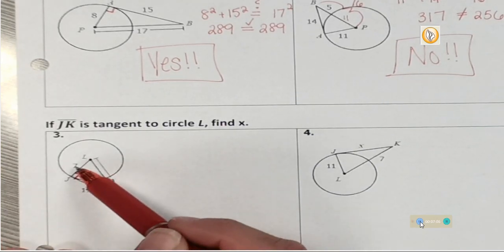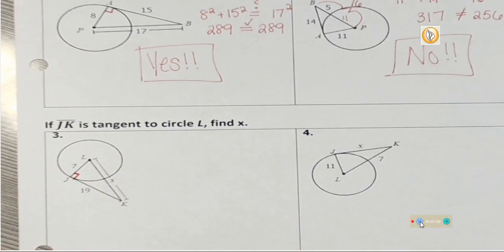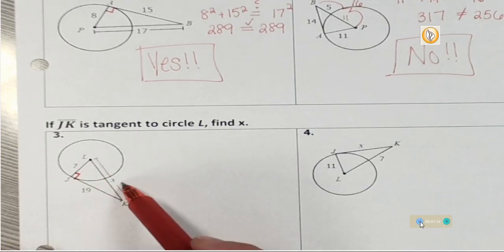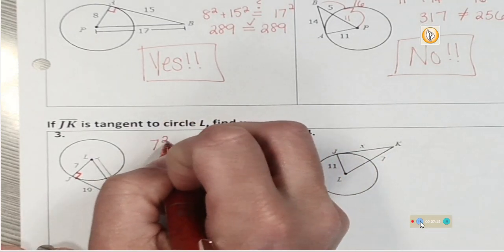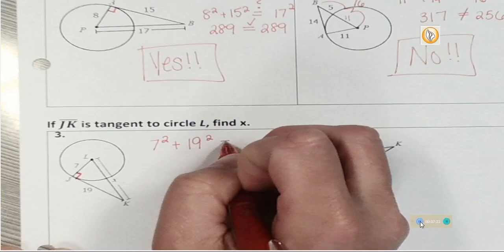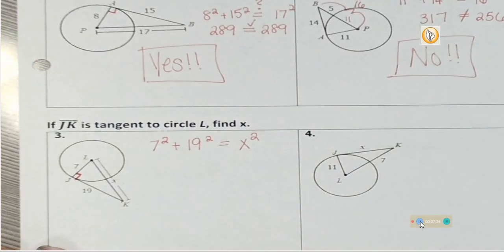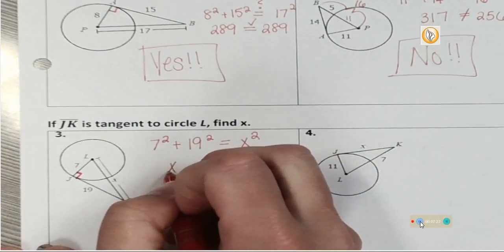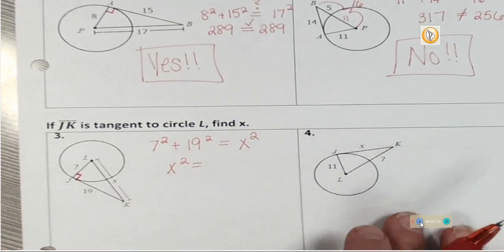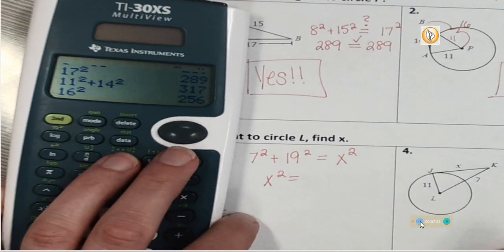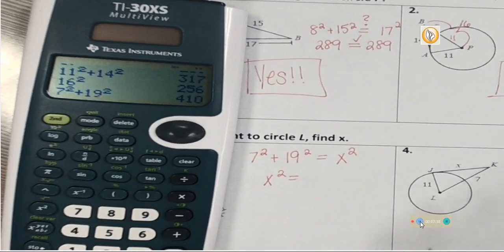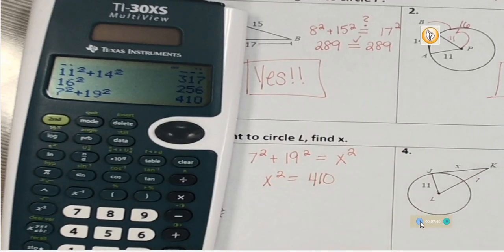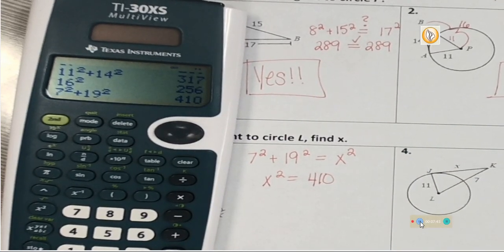Now, you might be saying, Ms. Slusher, can't I use cosine, sine, and tangent? Not this time, because you don't know an angle. Since all you know are side measurements, you have to use the Pythagorean theorem. So, a leg is 7, a leg is 19, and our hypotenuse is x squared. So, I did x squared, and then I just take these two and add them. Rather than simplifying and getting that 7 squared is 49, I just let my calculator handle all that for me. And I get 410. Now, that's not x, that's x squared.